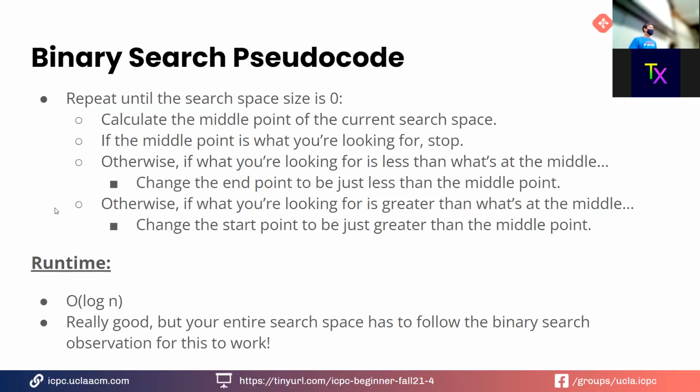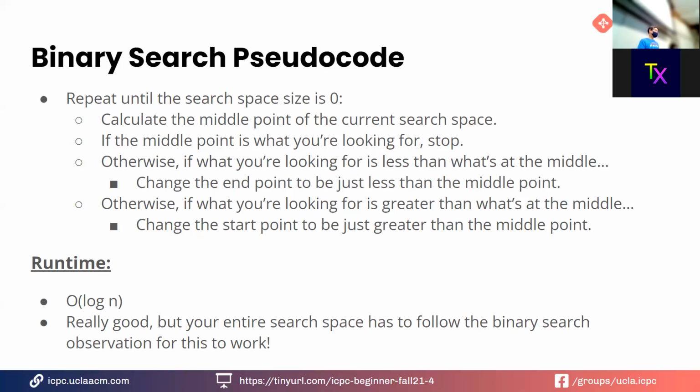And so here's the pseudocode for binary search. You want to repeat this until your search space size is 0. Whatever search space you have, you calculate the middle point of it, and if the middle point is what you're looking for, then you should stop. Otherwise, if what you're looking for is less than what's at the middle, then you want to change your endpoint to be just less than the middle point. So you're essentially having your search space to the lower half of it. Otherwise, if what you're looking for is greater than what's at the middle, you want to change your start point to be just greater than the middle point. So you're essentially now just looking at the upper half of your search space.